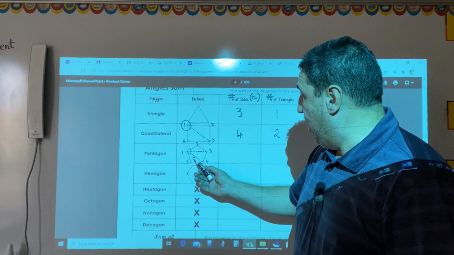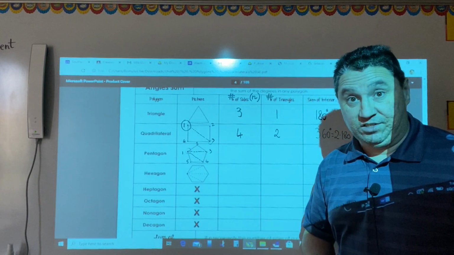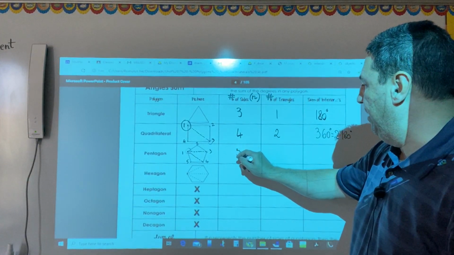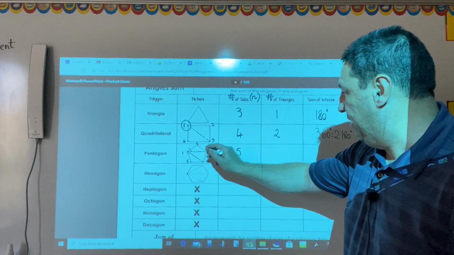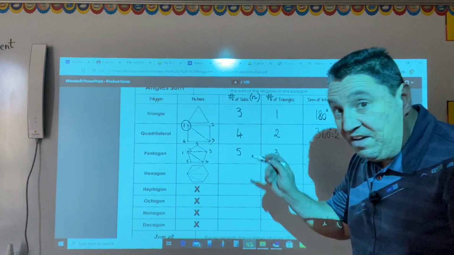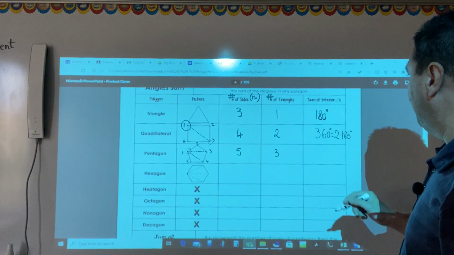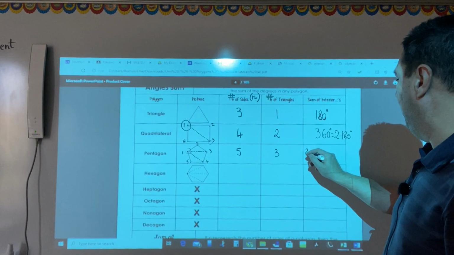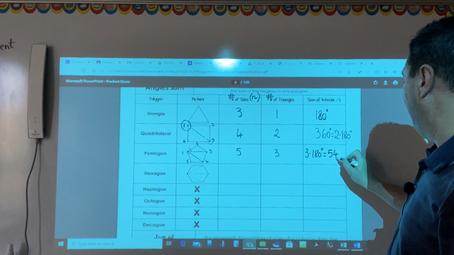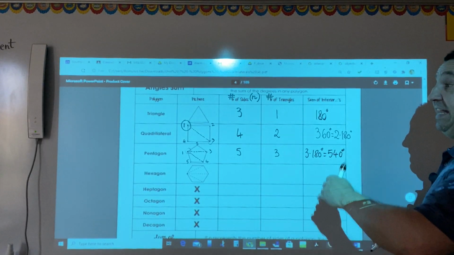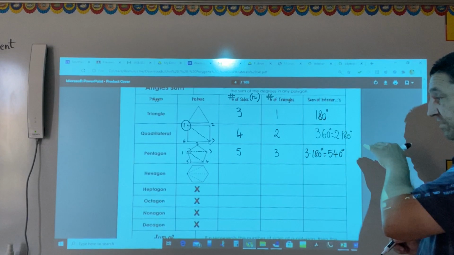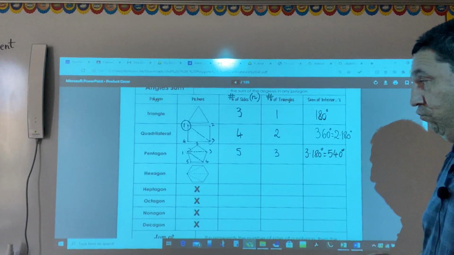Now, we get 3 triangles. Let's fill in the blanks. So, the number of sides would be 5, and the number of triangles is 3, because the pentagon consists of 3 triangles. Now, how many degrees would be here? It would be 3 times 180, which is 540 degrees. So, the sum of angle measures of the interior angles of a pentagon would be 540 degrees.